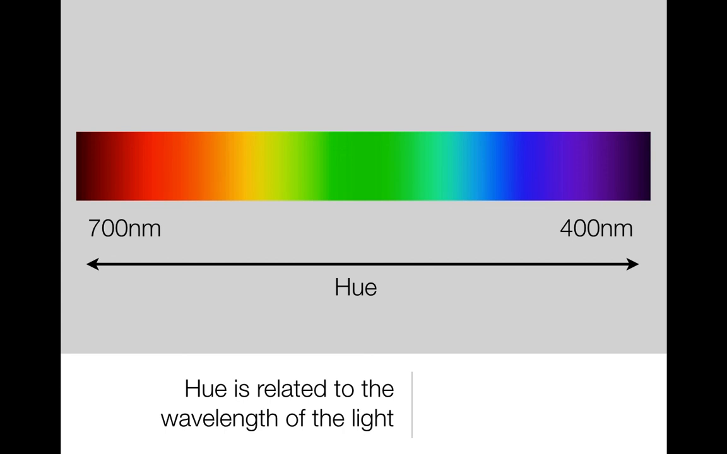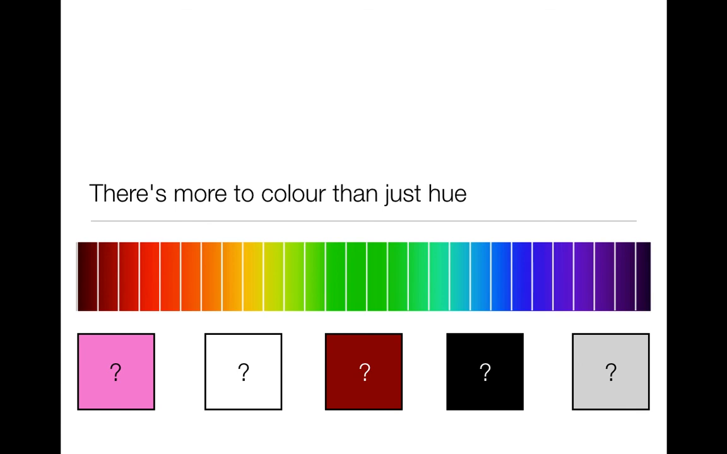Now, but there's more going on, of course, than just that. I mean, there's no pink in the rainbow, there's no white, there's no brown, there's no black, there's no grey. So there's a bit more going on there than just the hue.